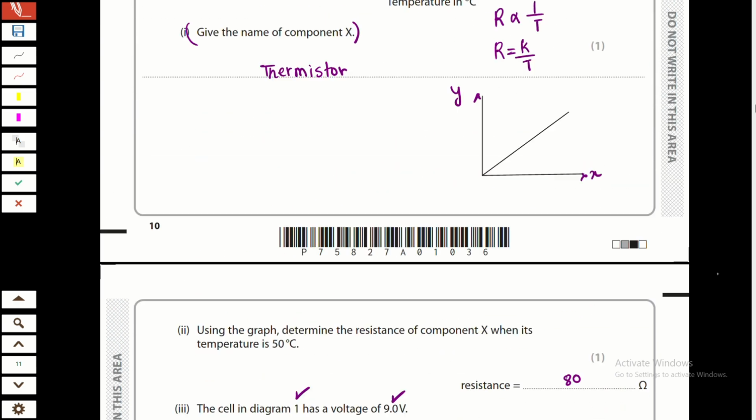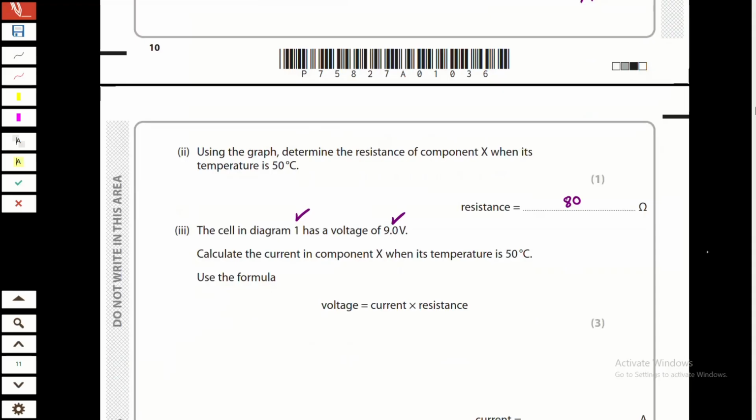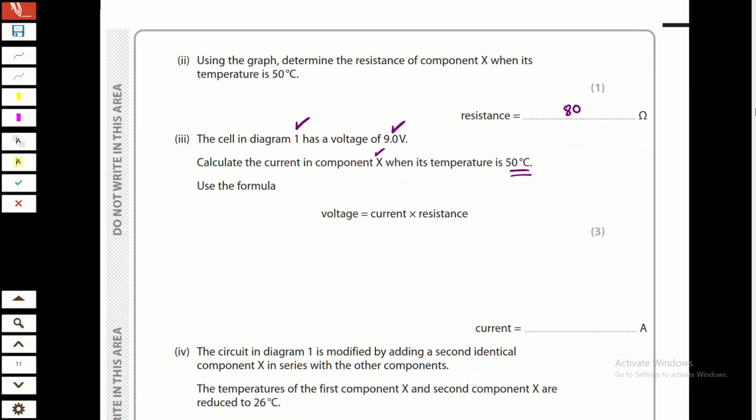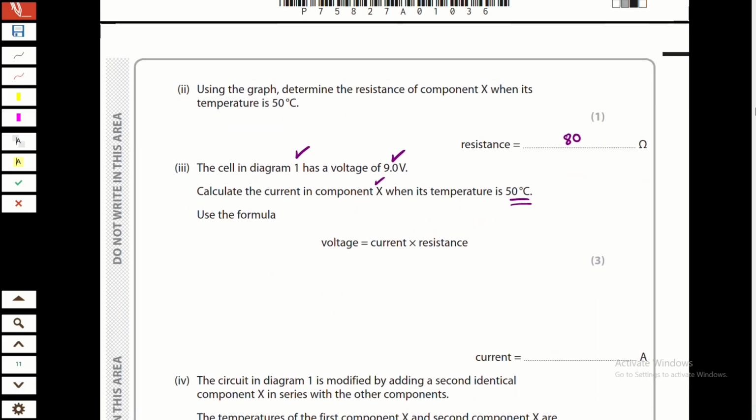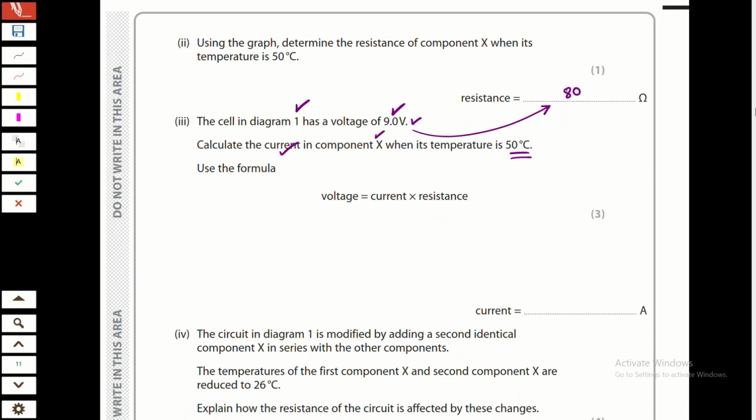Okay. The cell in diagram 1 has a voltage of 9 volts. This cell has basically a voltage of 9 volts. Okay. Calculate the current in component X when its temperature is 50. They also have provided you the formula. Voltage is equal to current times resistance. You will have to calculate the current. You are provided with the voltage, and also you know the resistance at 50 degrees Celsius.